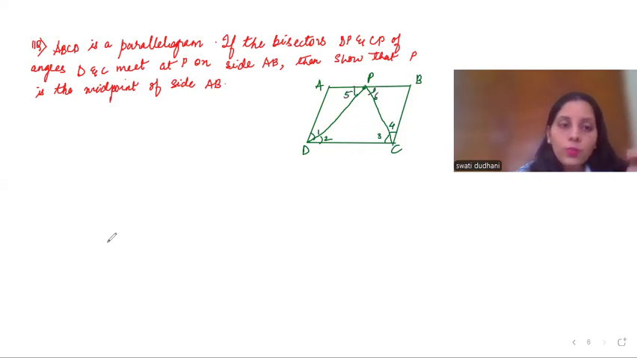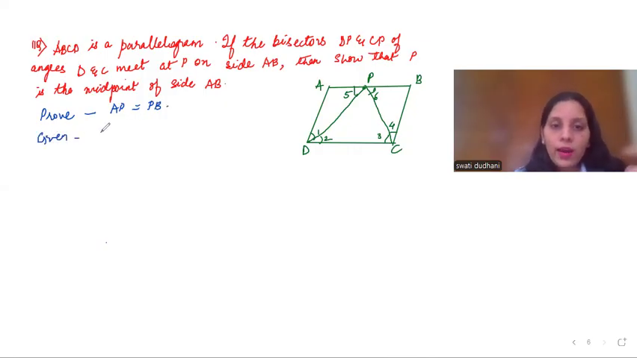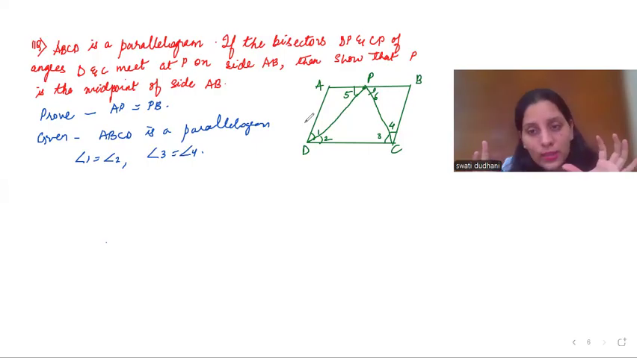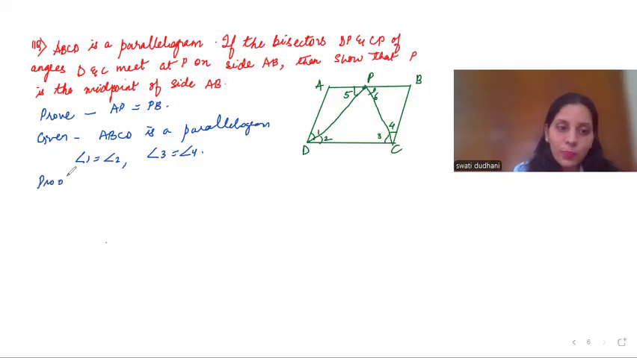Now what do we need to prove? We need to prove P is the midpoint. That means AP and PB are equal to each other. And what are we given? We are given ABCD is a parallelogram, right? And these are the bisectors DP and CP, which means 1 is equal to 2 and 3 is equal to 4. This is given to us because angle bisector means it is dividing the angle into two equal halves. Alright, now let us start proving.